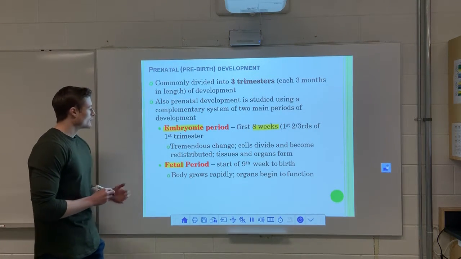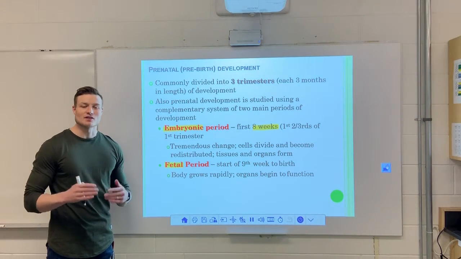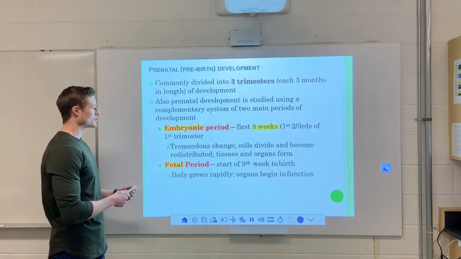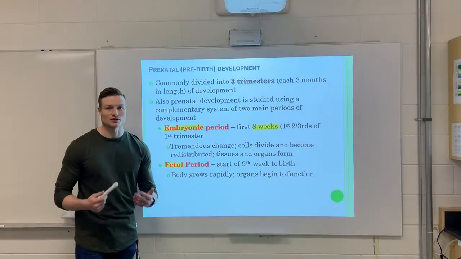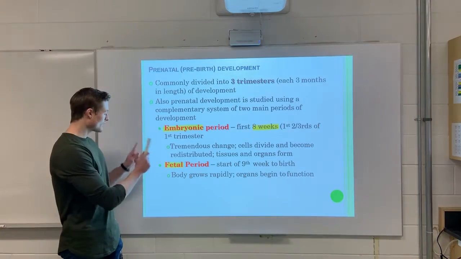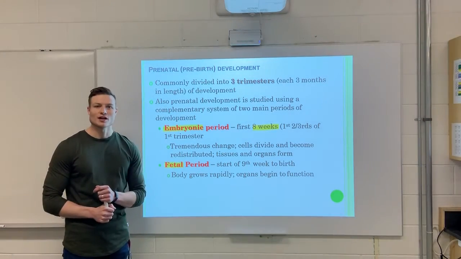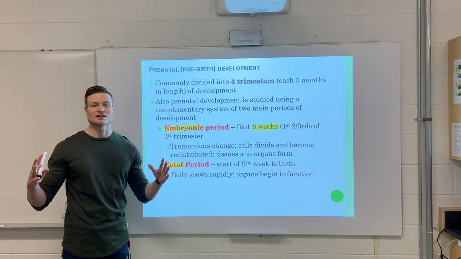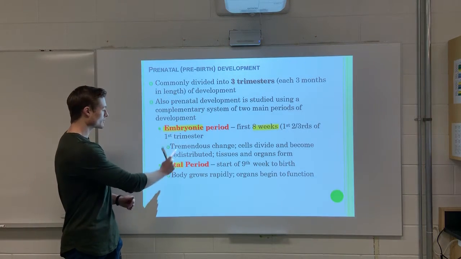Now, in the embryonic period, 90% of the tissues and the organs are made. So that means we're going to have major changes during this period, right? We're going to build a heart, we're going to build lungs, and we're going to build all these different organs and systems. Then during the fetal period, organs begin to function on their own, and the body starts to grow rapidly. So it just changes in size like crazy.